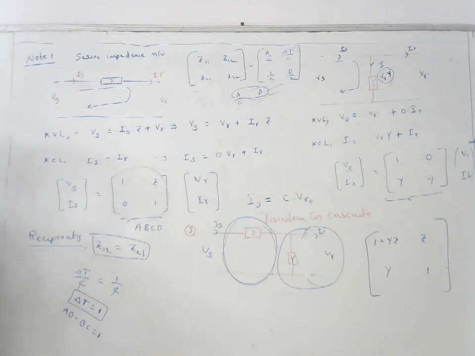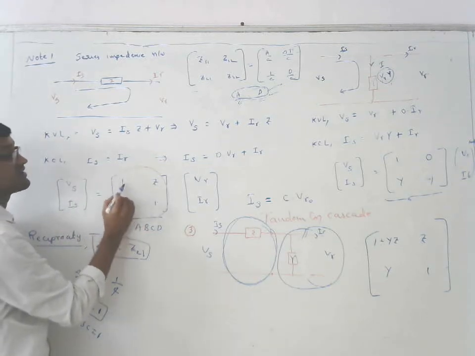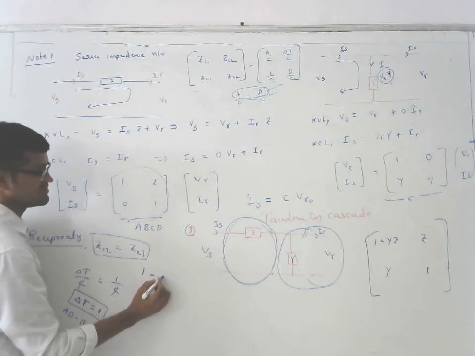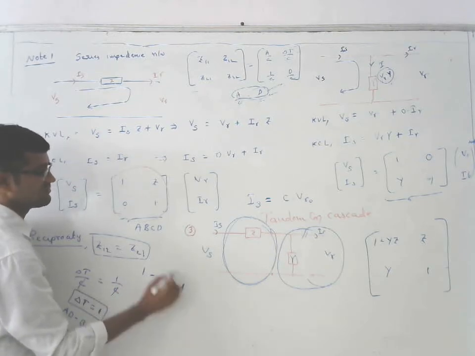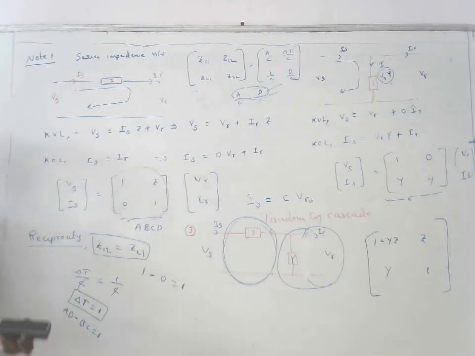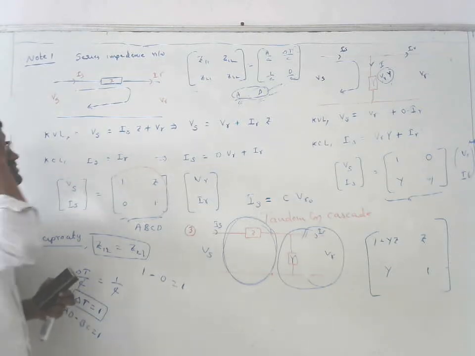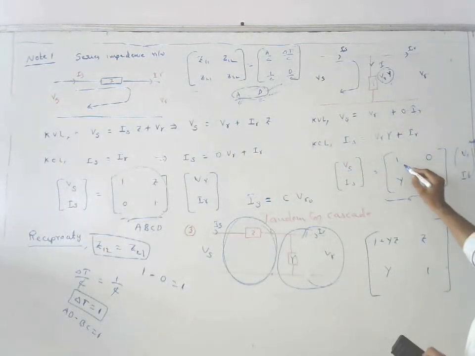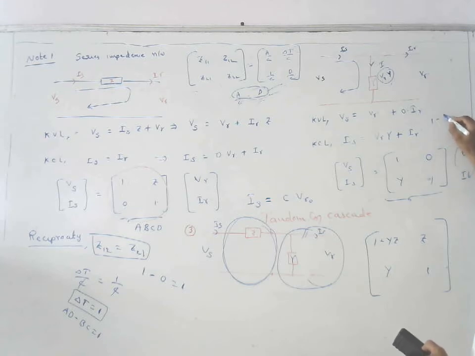Now come to this series impedance. What are we getting? AD is nothing but 1. AD minus BC is nothing but 1 minus 0, which is equal to 1. Means we can call the series impedance network symmetric and also reciprocal. Come to the shunt branch network. Here also, AD is nothing but 1, and 1 minus 0 is equal to 1, means we can call this also a reciprocal network. This is symmetric and also reciprocal.